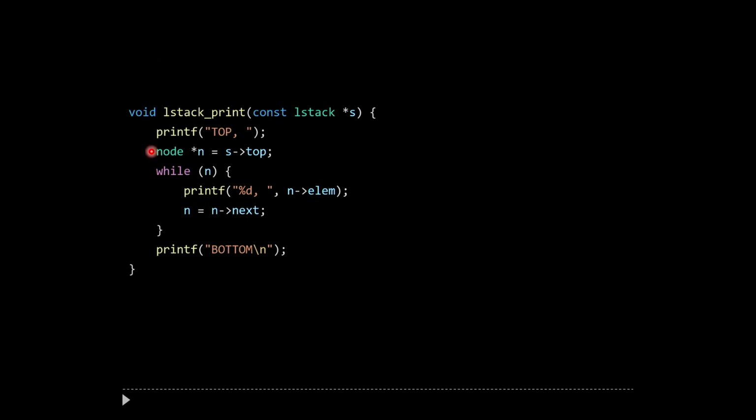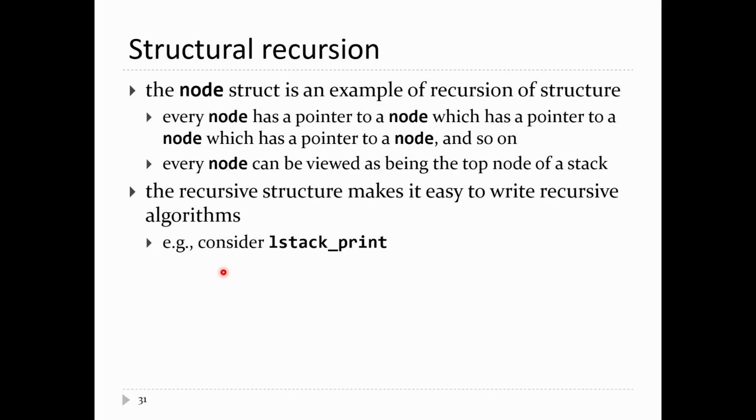Well, I have to iterate over the nodes. So you take the general node iteration pattern and paste it in. Starting at the top node, while the node is not null, print out the element followed by a comma and a space, and then n equals n.next, go to the next node. At the end of the loop, print out the string bottom, and that's it. So that's iterating over a linear sequence of nodes.